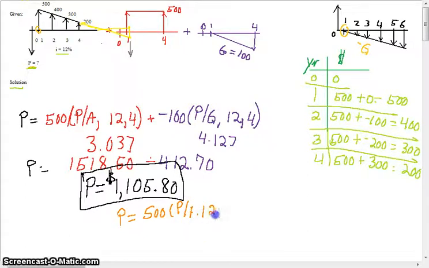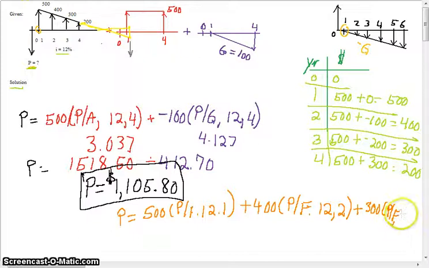at 12% for the first year plus 400 P given F for 12% for the second year plus 300 P given F 12% for year 3 plus our final term of 200 P given F 12% for 4 years. So that's another method of doing it, but of course it's much longer.